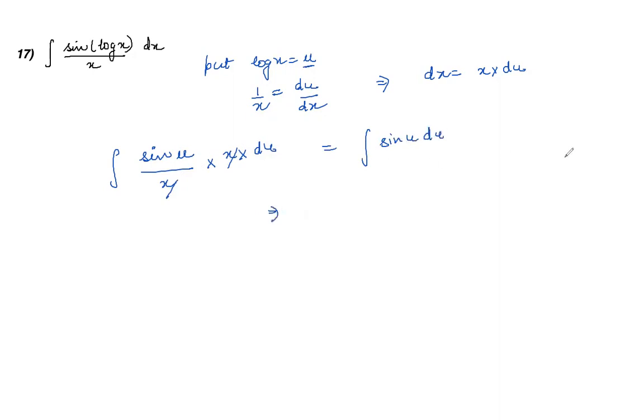So we know the integration of sine x gives us minus cos x plus c. Similarly, the integration of sine u here will give us minus cos u plus c. Now I'll substitute the value of u again, that is log x. So it would be minus cos log x plus c. Okay, so this is the required answer for question number 17.